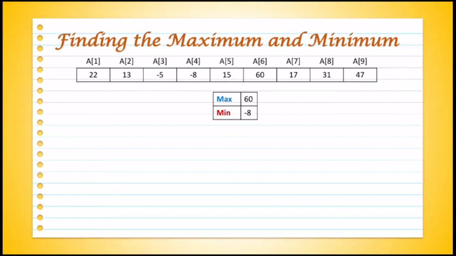So in this way we can solve the given problem, that is, finding the maximum and minimum element from the given list by using the divide and conquer strategy. Now by using this strategy, we will write the algorithm for the given problem. So this will be the name of the algorithm, that is, MaxMin.